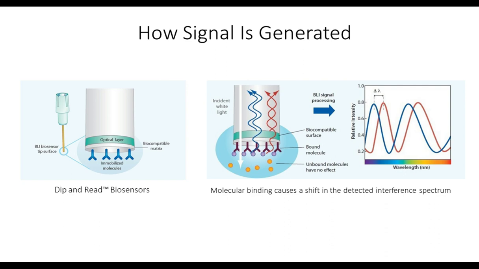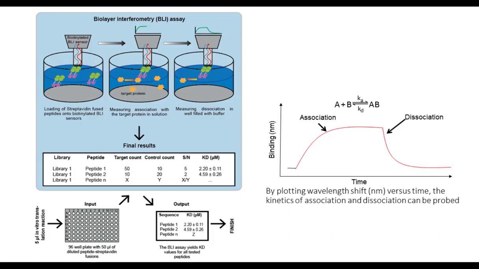The technology, how it is going to work, is you have an optical layer, and you have immobilized molecules, which in our case are the streptavidin, the peptides fused to streptavidin. You have light coming in, and it's reflected, and it's in phase here. But if you increase the thickness of the layer, meaning a binding event is happening, there's a phase shift, and you can calculate the KD from that.